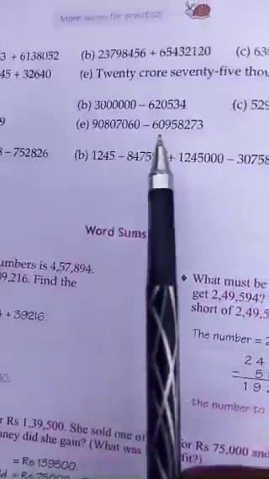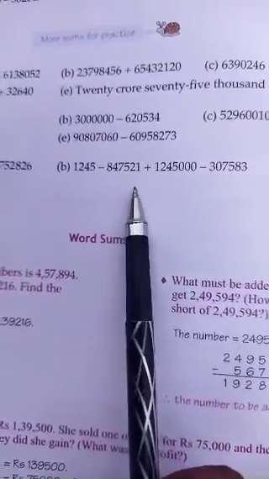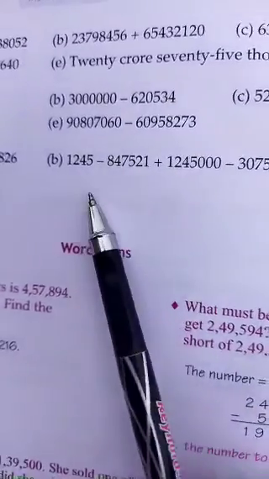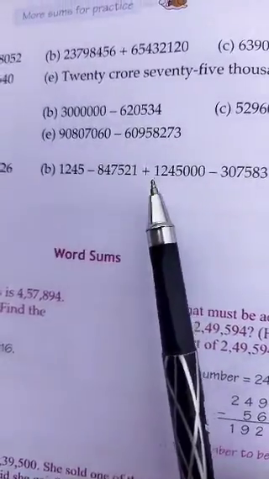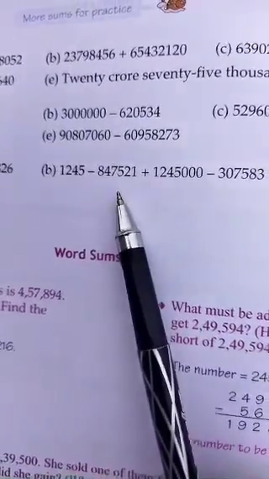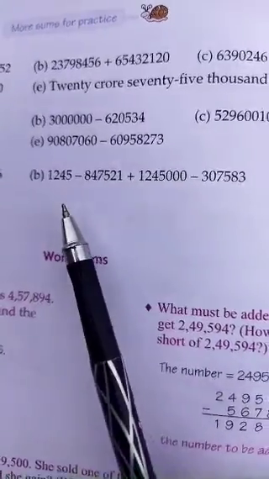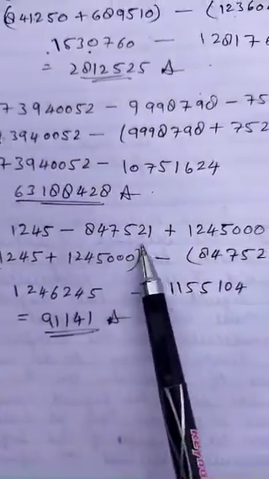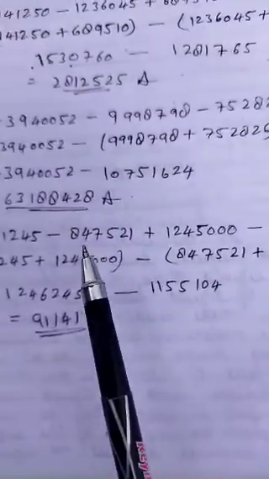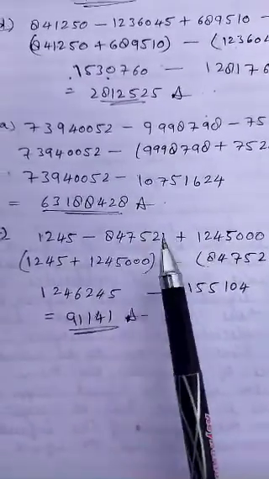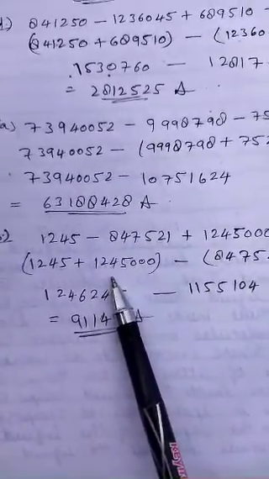See now 10th B. 10th B is also the same. In this, first and third, these two numbers are of plus. Then second and fourth, these two numbers are of minus. So we will add first and third together. See how. This is your question. Then see, first and third, these two numbers are of plus. So we will add them in one bracket.